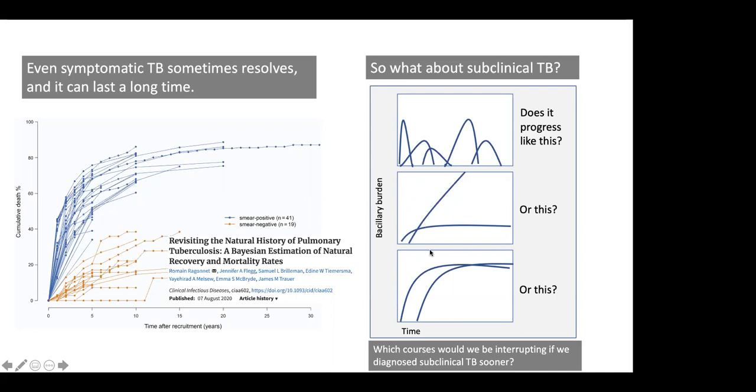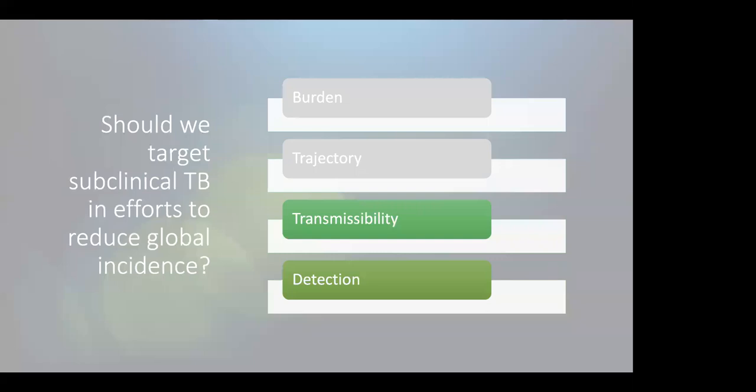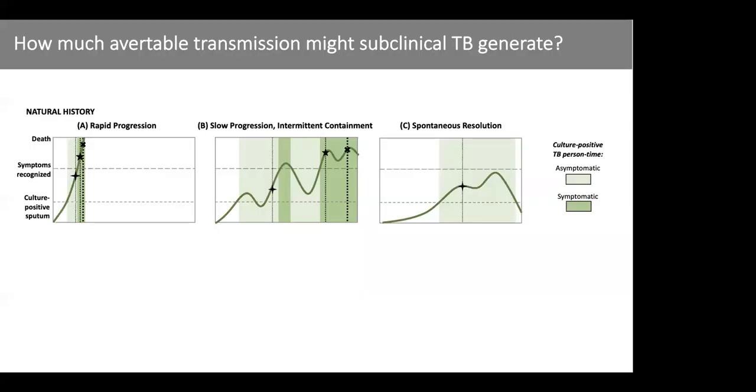And I think understanding which of these is really happening is important for understanding what it is we would be interrupting if we were to go out and diagnose subclinical TB sooner. So that's the trajectory, which matters partly for our ability to avert future symptomatic clinical disease, but its interaction with transmission also matters if our goal is to reduce transmission and incidence.